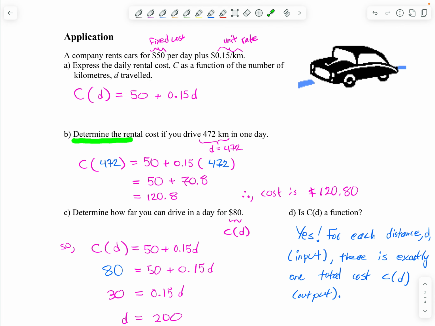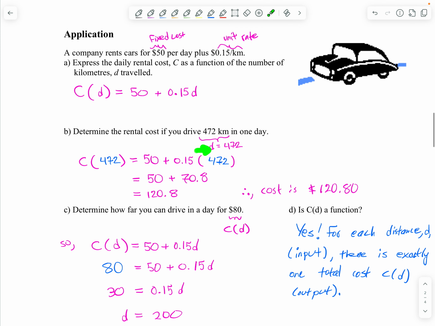Now I want to determine the rental cost if I drive 472 kilometers. So my D, that's my input right here. So I'm trying to figure out C of 472. Now I just replace that 472 into my system right here, which is I take 50, add it to 0.15, and multiply that by the D value, or the input, which is 472. So when I simplify that, I get 120.8, or $120.80.